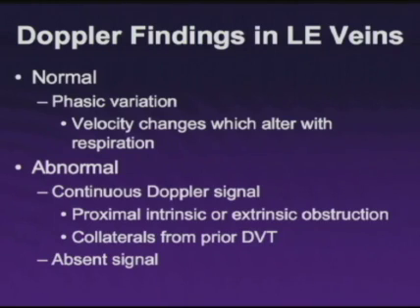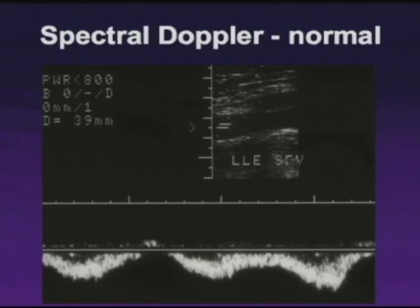Now, the normal findings in Doppler are of variation which occurs with respiratory changes. This is so-called phasic variation. And when this gentle changing with respiration is absent and there is no change between the breathing, the vein signal is called continuous. Additionally, if the vein is completely occluded, there won't be flow within the vein, and an absent signal is another sign of abnormal disease.